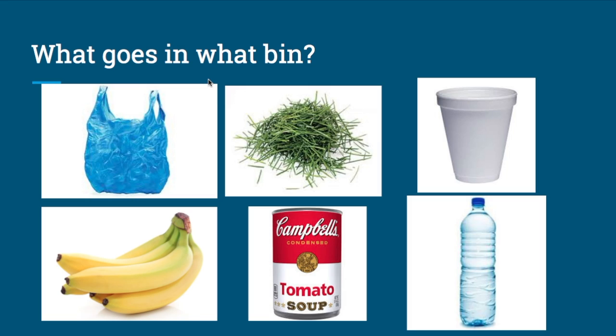Next would be grass clippings, which would go into compost. Next would be a styrofoam cup. Most places do not accept styrofoam as recyclable, so that would most likely go into the landfill. Next would be bananas, so that would count as food scraps and would go into the compost. Next, we have a metal soup can, which would be recyclable. And lastly, we have a plastic water bottle, which is also recyclable.